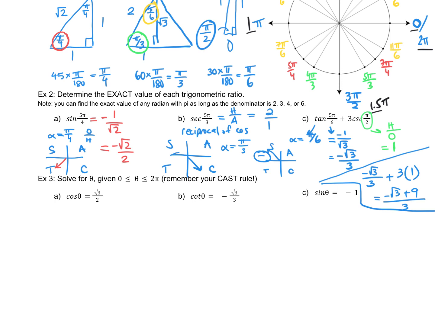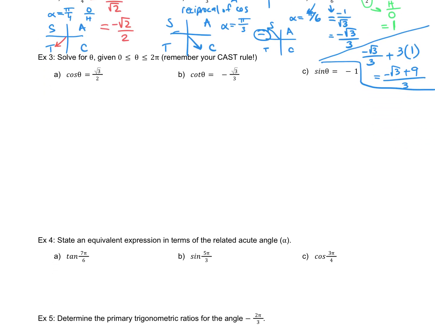The opposite of simplifying is being given the ratio and you need to find the angle. So let's take a look at that. I have cos theta equals root 3 over 2. Well, first of all, I'm given cos and I'm given a positive ratio. So I'm going to go to my CAST rule and ask myself, where is cos positive? Well, everyone's positive in quadrant 1, and cos specifically is positive in quadrant 4.